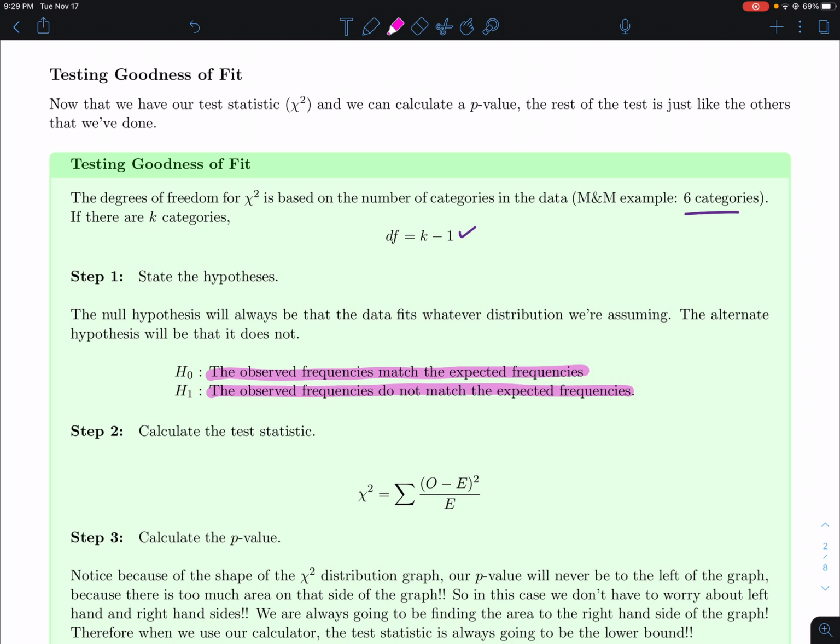The null hypothesis is always going to be the observed frequencies match the expected frequencies. So again, this would be like an equal situation, even though we're not writing it that way. And H1, the observed frequencies do not match the expected frequencies. You will word it in such a way that it relates back to the original problem, but it's always going to be that situation. Either the frequencies match or the frequencies do not match. That's one of the nice things.